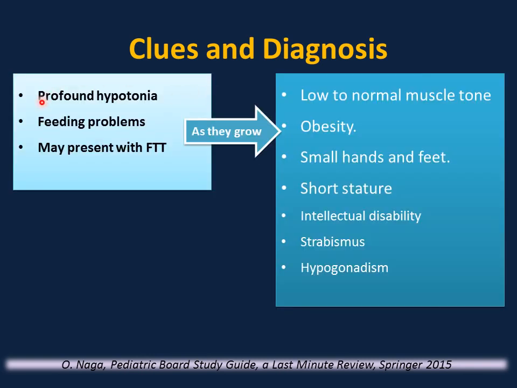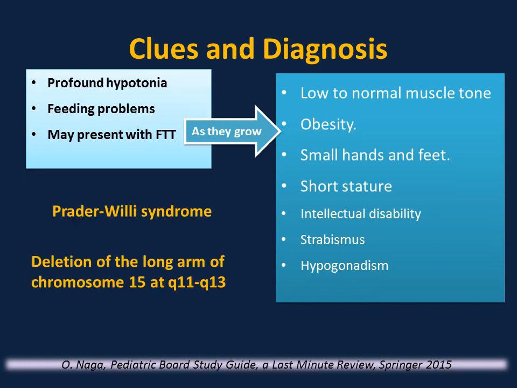If you have an infant presenting with profound hypotonia, feeding problems, failure to thrive, as they grow their muscle tone improves and they start to have hyperphagia, looking for food everywhere, they steal food, they become obese, they have small hands and feet, short stature, intellectual disability, strabismus, and hypogonadism. What is the most likely cause of these symptoms? The most likely diagnosis is Prader-Willi syndrome. Confirm the diagnosis with methylation analysis, FISH study, or microarray. This will show deletion of the long arm of chromosome 15 at 11-13.